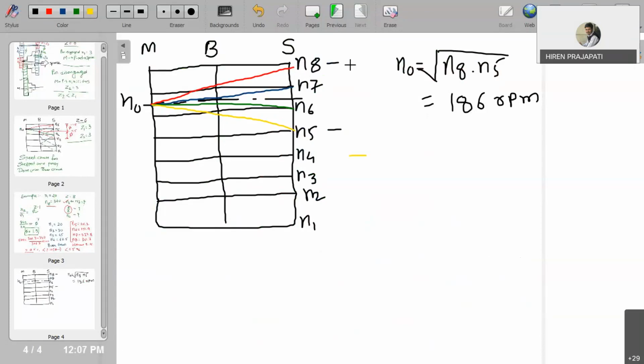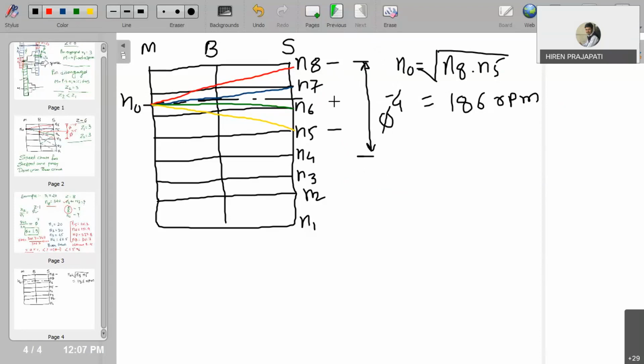We need to reduce this entire N8 to N4, then 1, 2, 3, 4. It is by 5 raised to minus 4. Okay, this is by both the back gear drives.